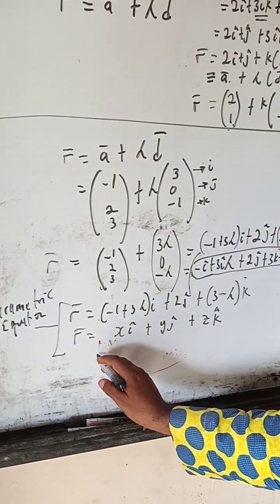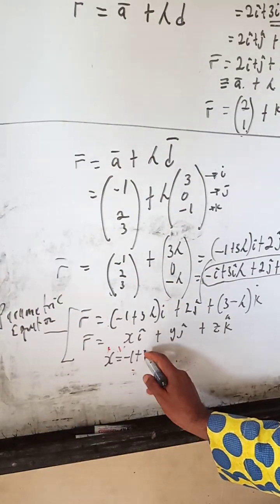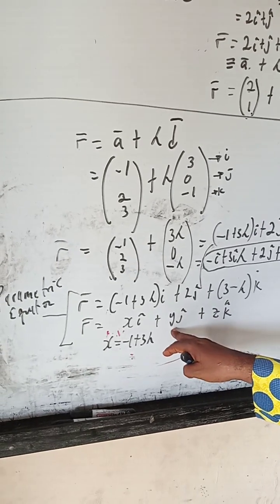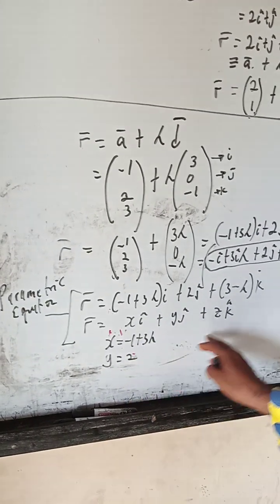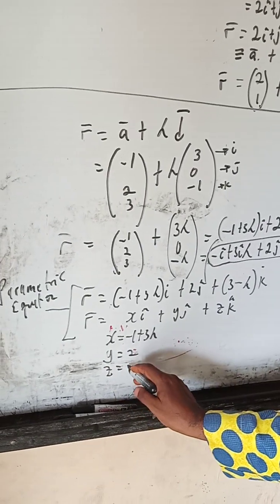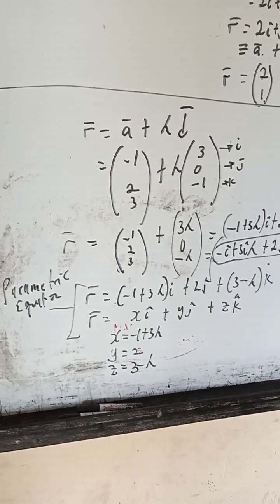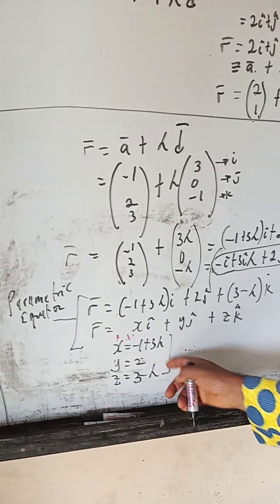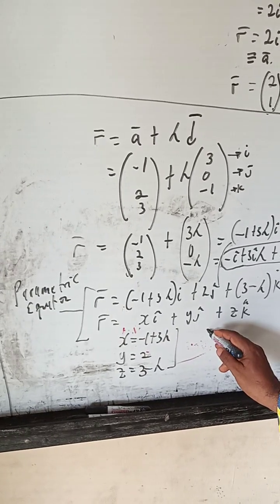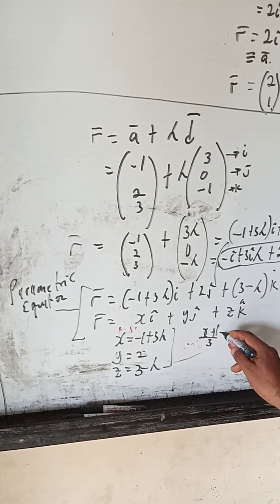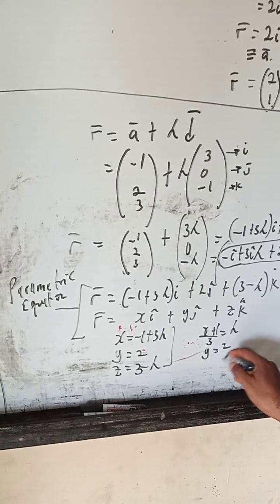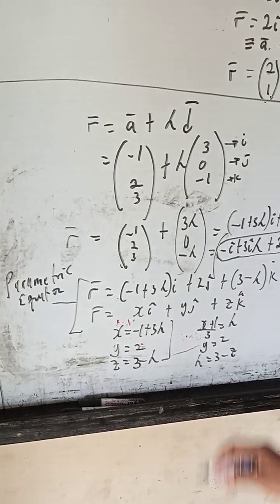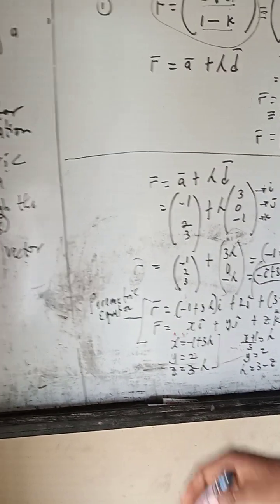So that means my x is equal to minus 1 plus 3 lambda. And then my y is equal to 2. And my z is equal to 3 minus lambda. So these are the parametric equations. We can make lambda the subject of the formula and rewrite this as x plus 1 divided by 3 is equal to lambda, y is equal to 2, and then lambda is equal to 3 minus z. So these are the solutions relating to the vector equation.